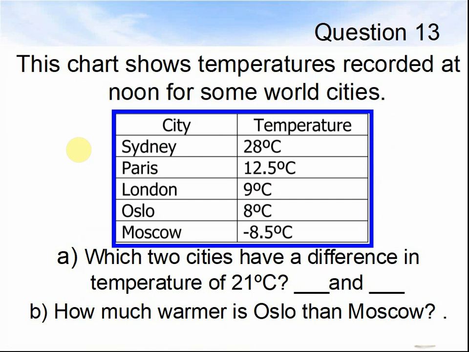8.5 degrees centigrade. Which two cities have a difference in temperature of 21 degrees centigrade? Something and something. And B, how much warmer is Oslo than Moscow? Pause the video until you have answered these questions. Here comes the next question.